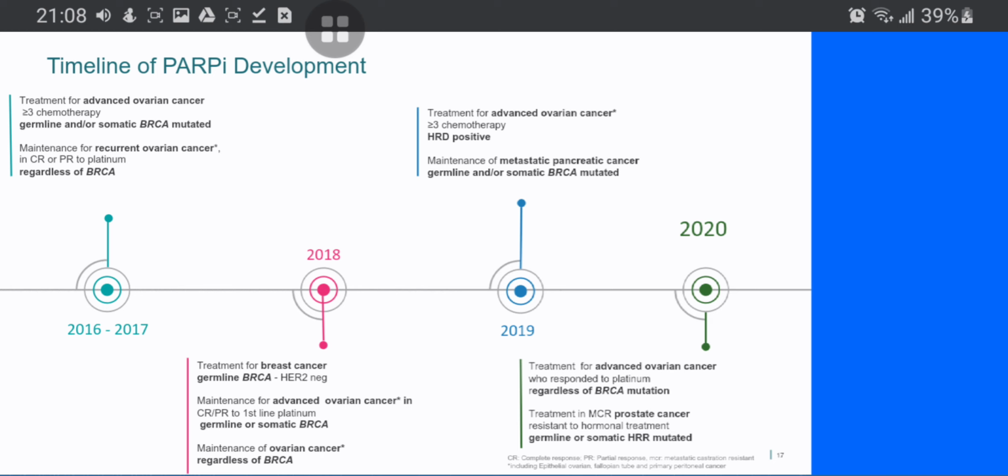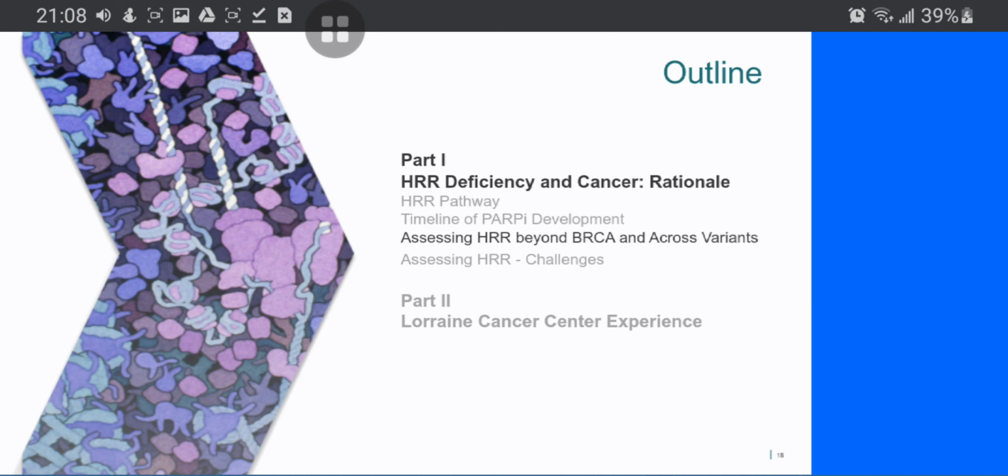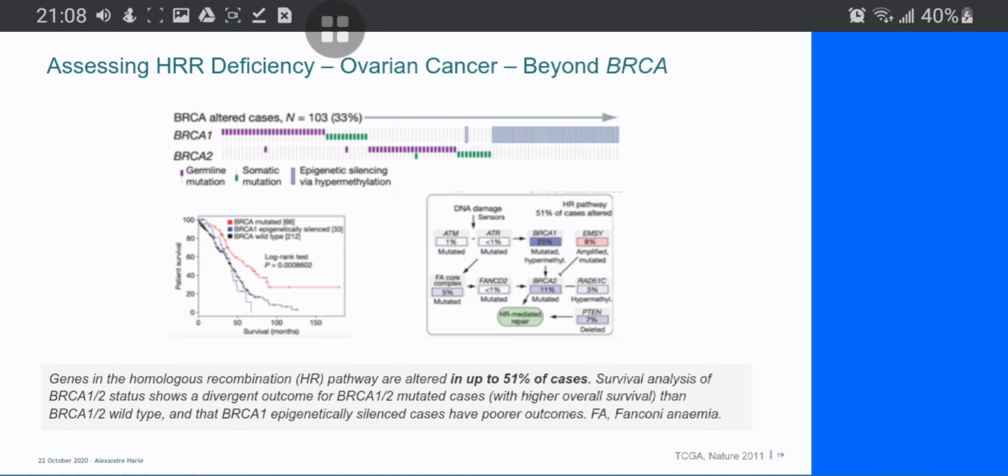So now the fact is that most of these studies are focusing on BRCA, but we have much more beyond BRCA. And for example, in this paper published by the TCGA consortium in Nature in 2011, you can clearly see that we have many more genes than BRCA that cause HRR deficiency.